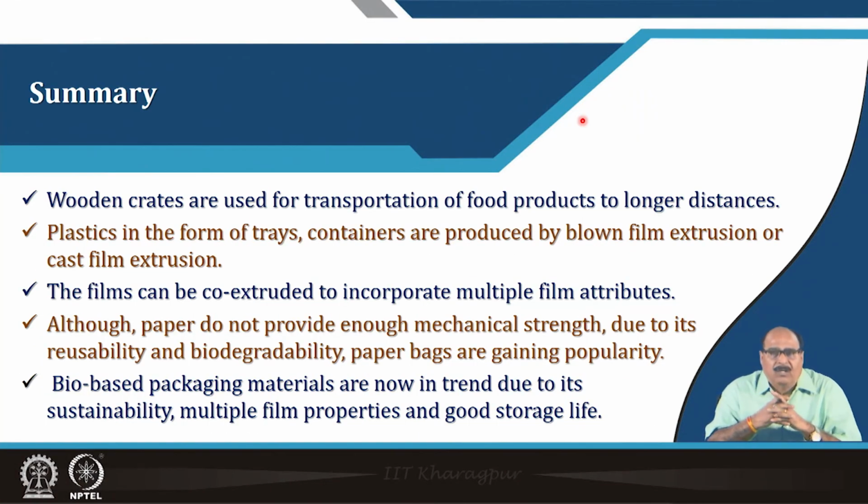Okay. So, now I would summarize today's lecture by saying that wooden crates are used for transportation of food products over longer distances. Plastic in the form of trays and containers is produced by blow film extrusion or cast film extrusion. The films can be co-extruded to incorporate multiple film attributes, that is multiple properties: barrier properties, resistance, thermal properties and such other things.